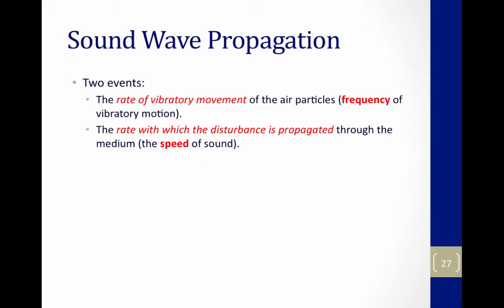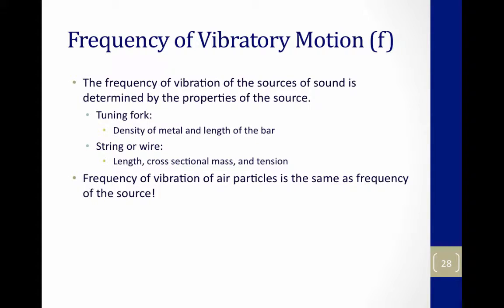So there are two events: the rate of vibratory motion of the air particles, or the frequency of the air particles' vibratory motion, and the rate at which the disturbance is propagated through the medium, the speed of sound. So we have the frequency of vibratory motion and the speed of the sound. The frequency is determined by the sound source.